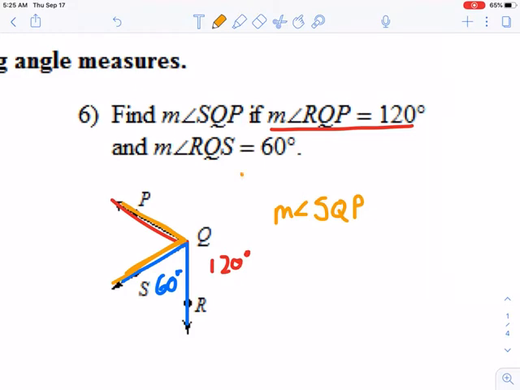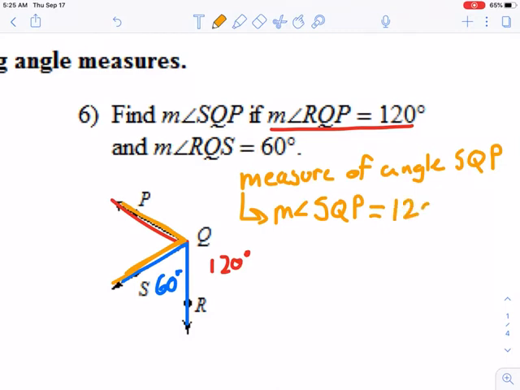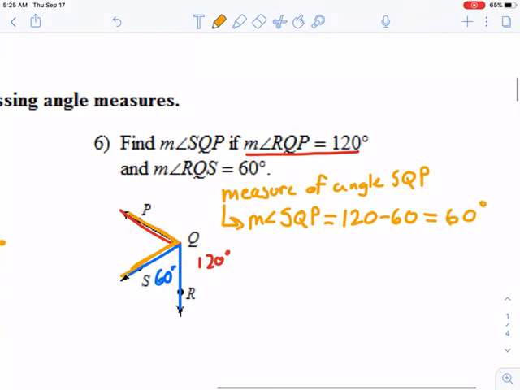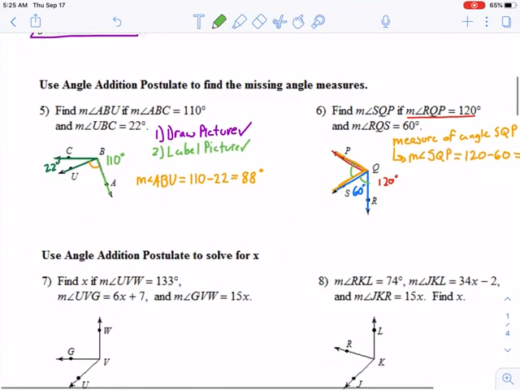Alright, so the measure of angle SQP. So remember, this reads measure of angle SQP. That's what this reads. Alright, we use a lot of notation in geometry. We have to know what the notation means though. The M means measure, the angle symbol means angle, and the letters identify the unique angle. In this particular case, it's just going to be 120 minus 60, which equals 60 degrees. So this actually ended up being a bisector, so that angle and that angle are congruent. But we'll elaborate more in the future on that.